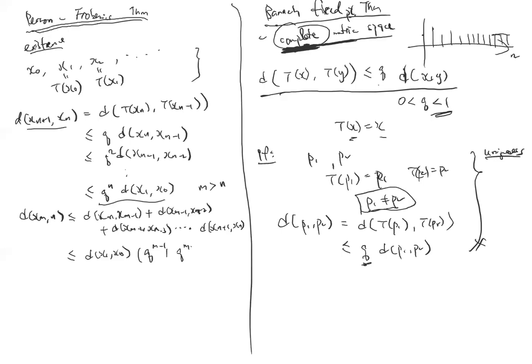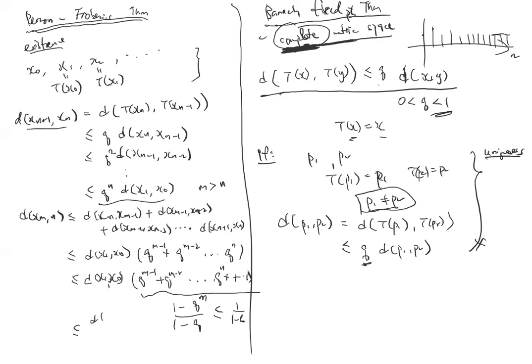Plus q to the m minus 2 and so on until q to the n, right? Something like this. But of course, I can sum all the way back to 1. So I sum q^(m-1), q^(m-2), not just to q to the n, but all the way back to 1. This sum is equal to (1 minus q to the n) over 1 minus q, which is less than or equal to 1 over 1 minus q. I can simplify this into d(x1, x0) over 1 minus q.